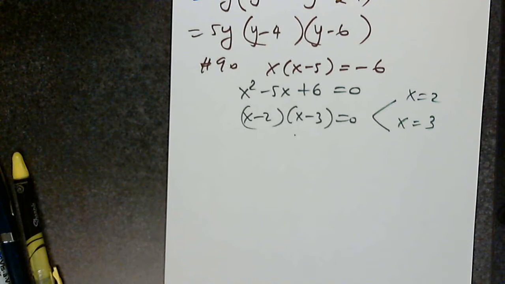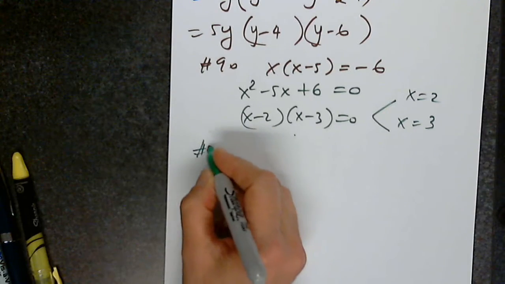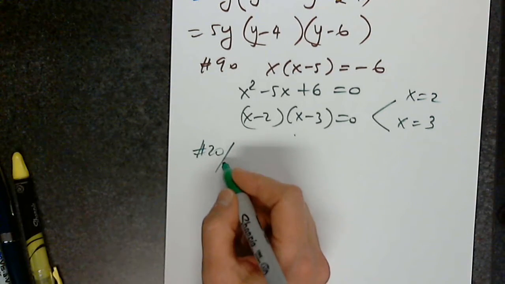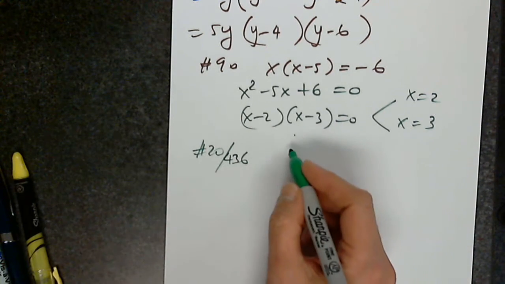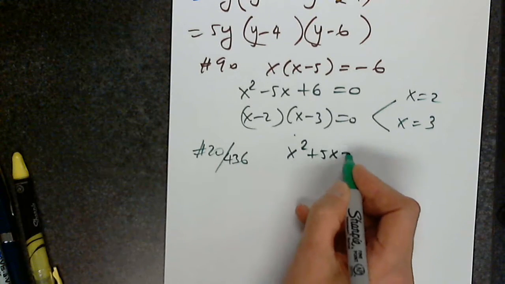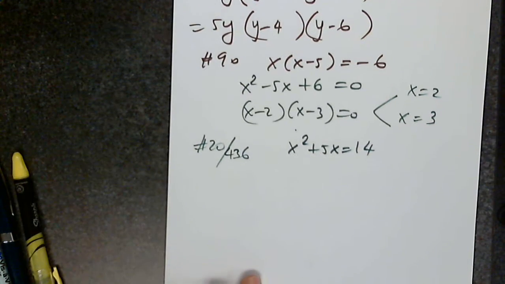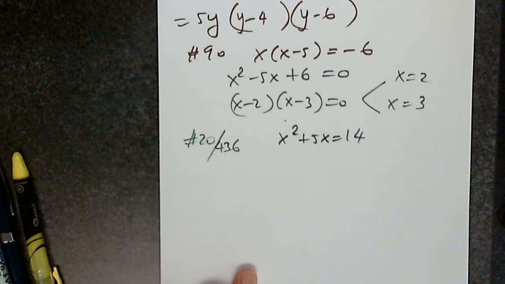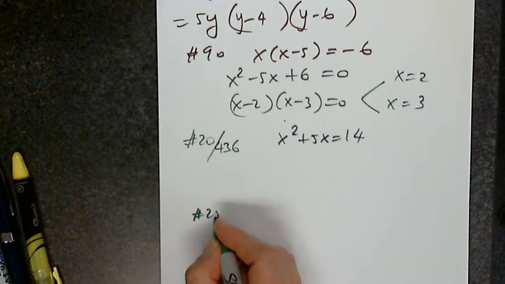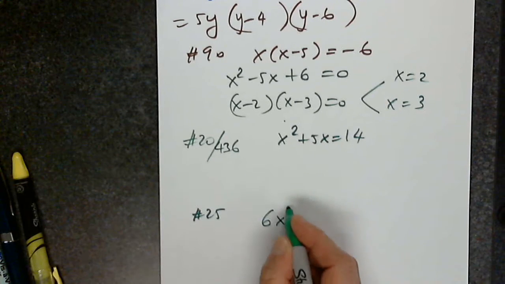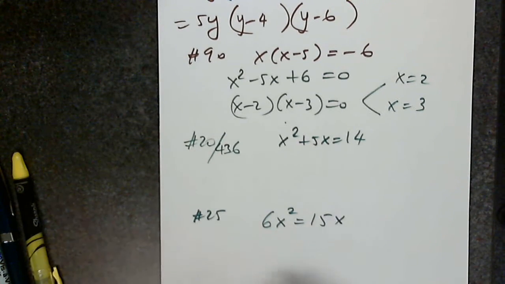Okay, let's look at 20, on page 436. x squared plus 5x equals 14. That's 436. Okay. And then 25: 6x squared equals 15x. Let's work on these two problems.